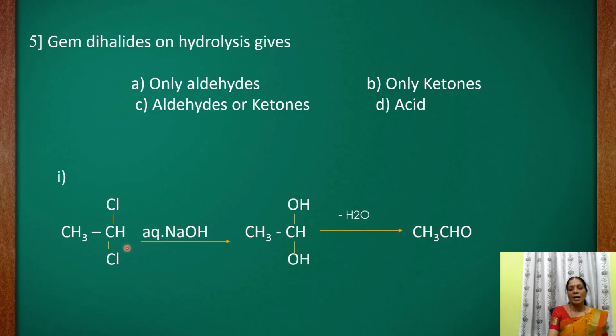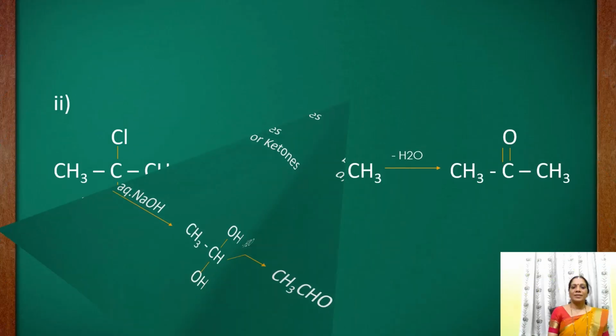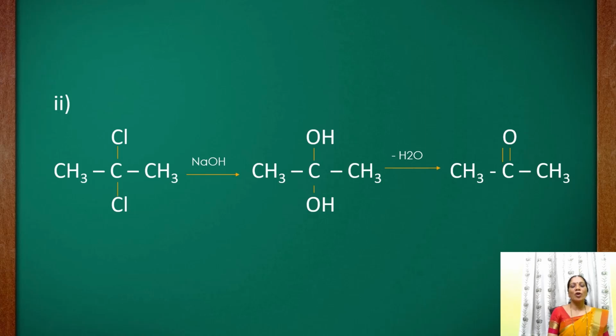Terminal carbon atoms. Okay, on hydrolysis, geminal dihalides give an aldehyde as a final product only if the halogens are attached to what? Terminal. If these halogens are attached to a non-terminal carbon atom, the final product formed will be a ketone. That means the halogens in the dihalogen compound are attached to what? Non-terminal carbon atom. If the halogens are attached to the terminal carbon atom, the compound formed will be an aldehyde.